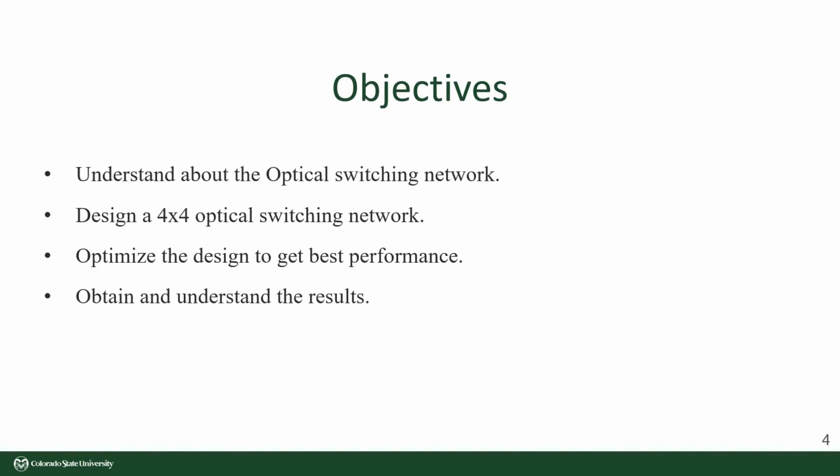Now coming to the objectives of the project. First, we'll try to understand optical switching networks. Then, we'll design a 4x4 optical switching network, optimize the design to get the best performance out of it, and then obtain the results and try to understand and analyze the results. An optical switching network is a network or a structure in which the flow of the optical signal can be controlled.